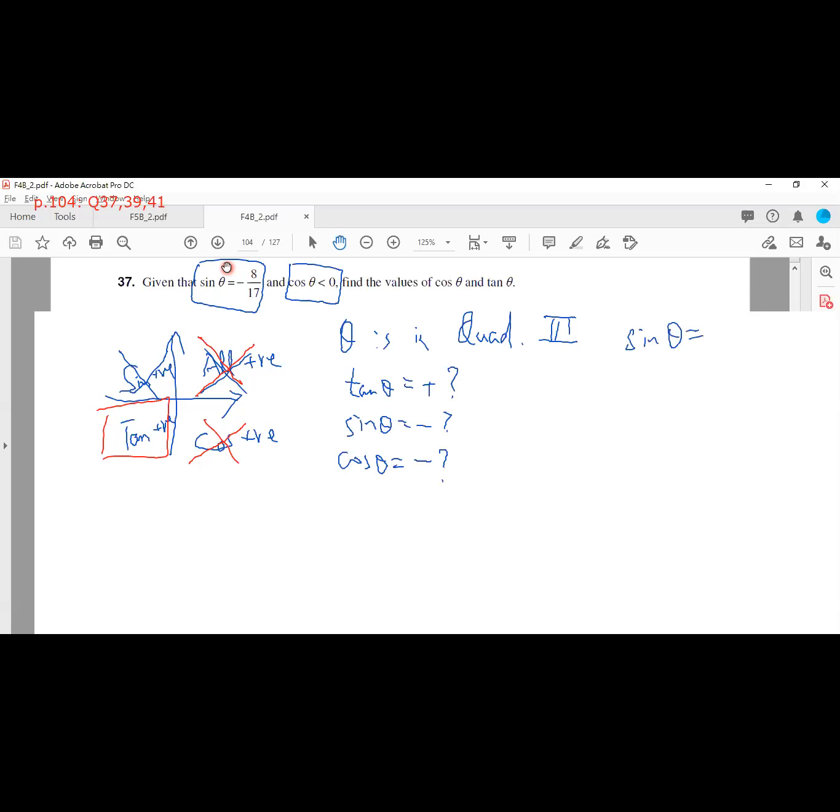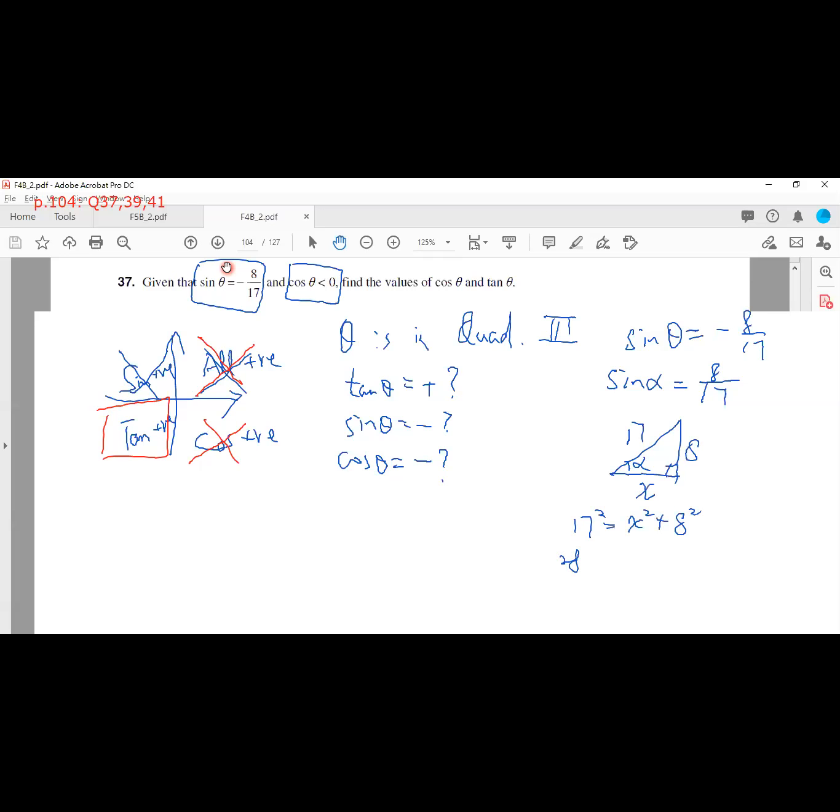Sine theta is negative 8/17, and then we will use sine alpha, and then take the positive number, always like this, and then use a right angled triangle. Sine is opposite side over hypotenuse. So 8 will go to the opposite side, and 17 will go to the hypotenuse. And then we will let x be the third length. Then we will use Pythagoras theorem to link them together.